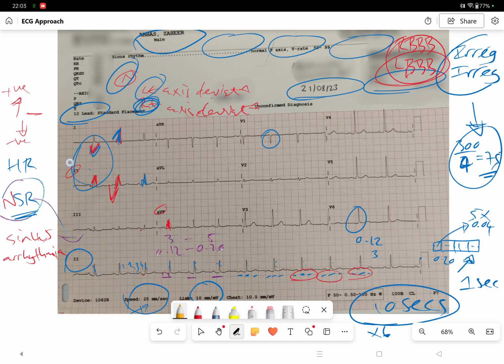Okay, so leads 2, 3 and aVF. Okay, you see what I've drawn here? This, as some may say, looks like a boot. And boots we wear on our feet, which is the inferior-most part of your body. And that's what this essentially represents, the inferior aspect of the heart. If you recall your anatomy, you will remember from the coronary circulation that the inferior aspect of the heart is supplied by the right coronary artery.